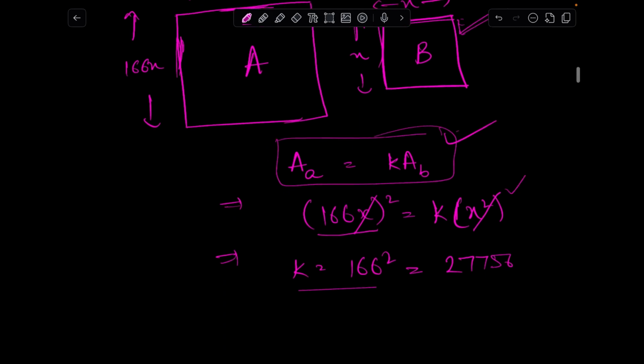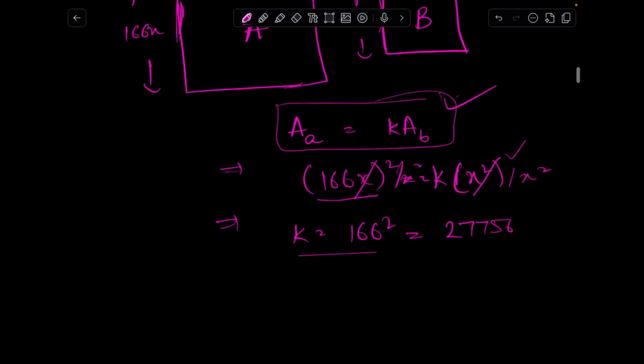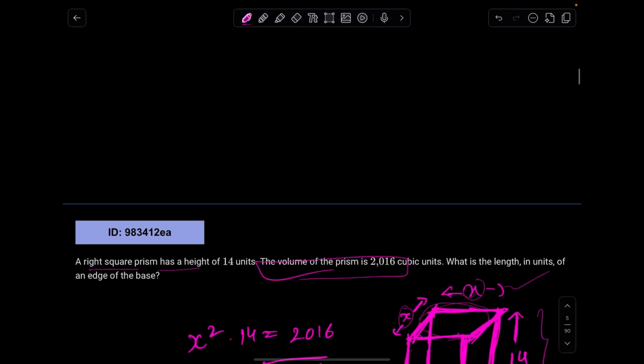Equating these and equating this equation, dividing both sides by x square right here, we get K is equal to 166 square, which is going to be 2756. Okay, moving forward to the next question.